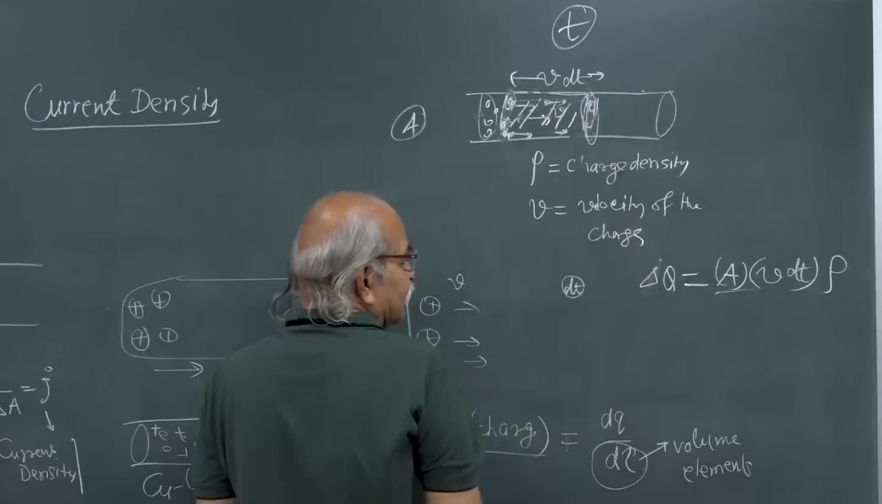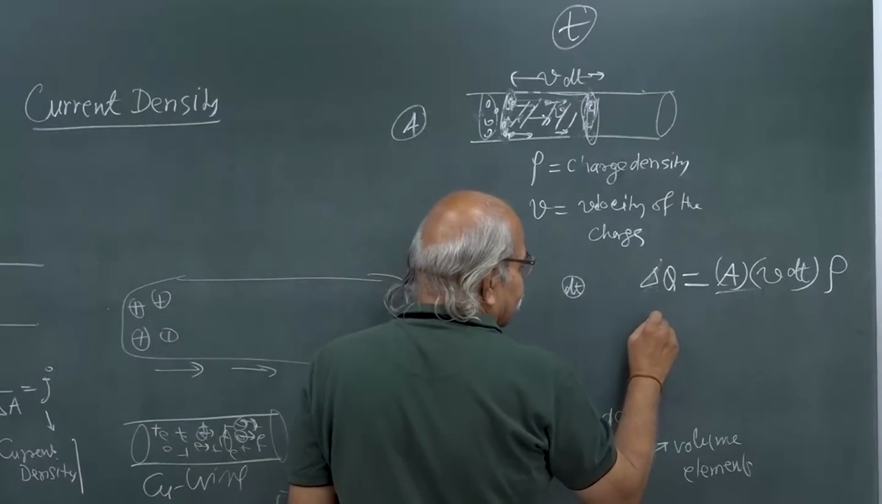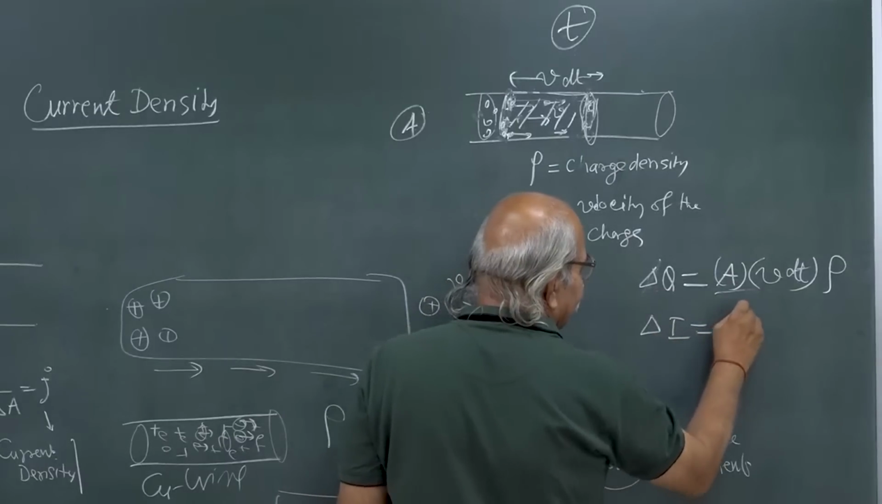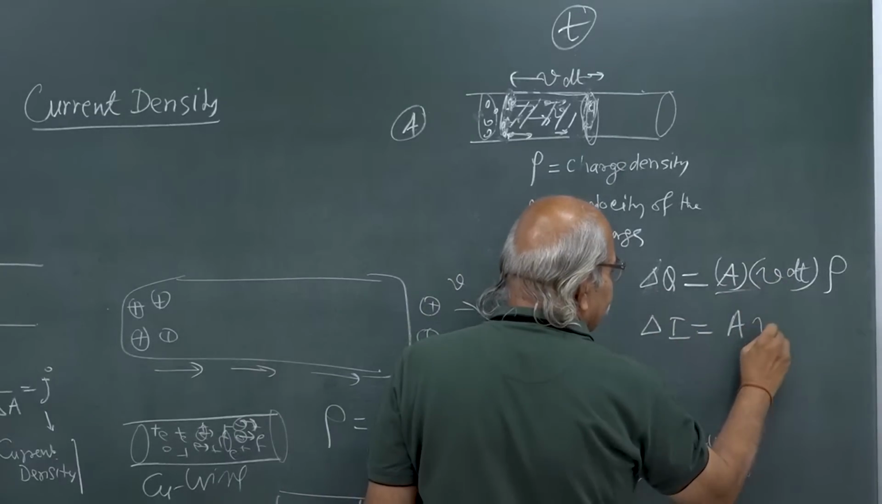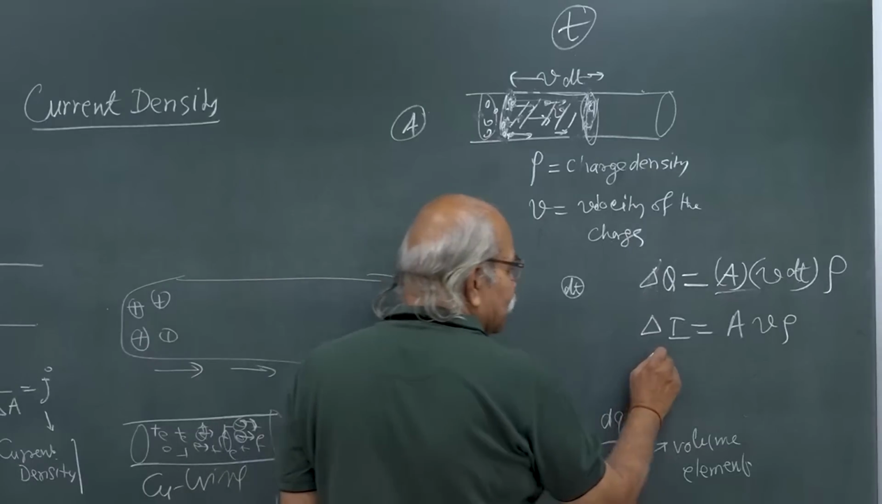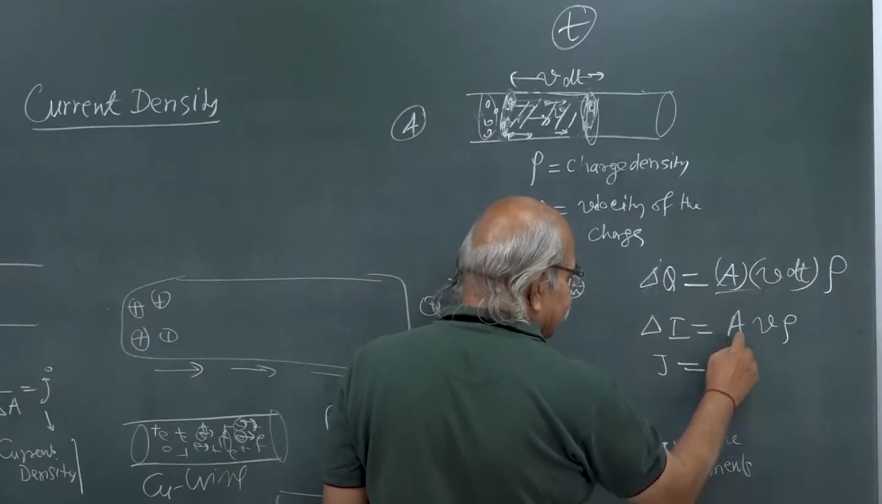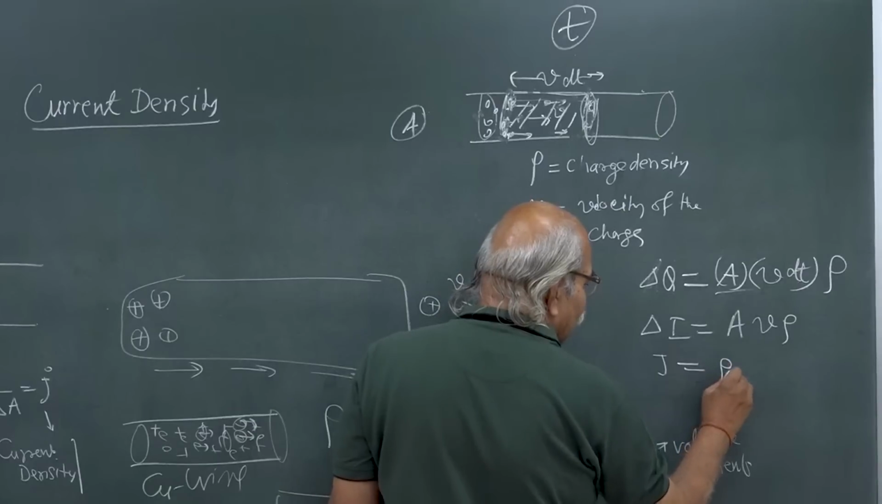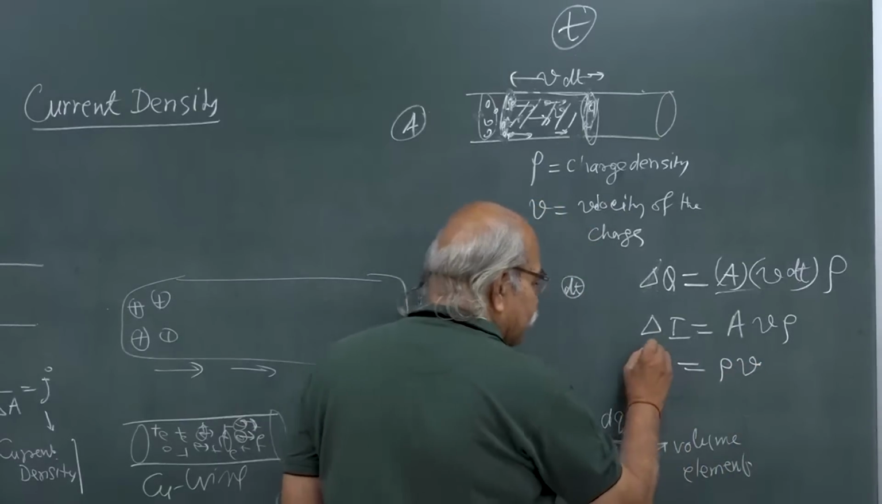So how much is the current? The current will be A into v and into rho. And how much will be J? J will be current divided by that area, and that will be rho times v, and I put a vector sign.